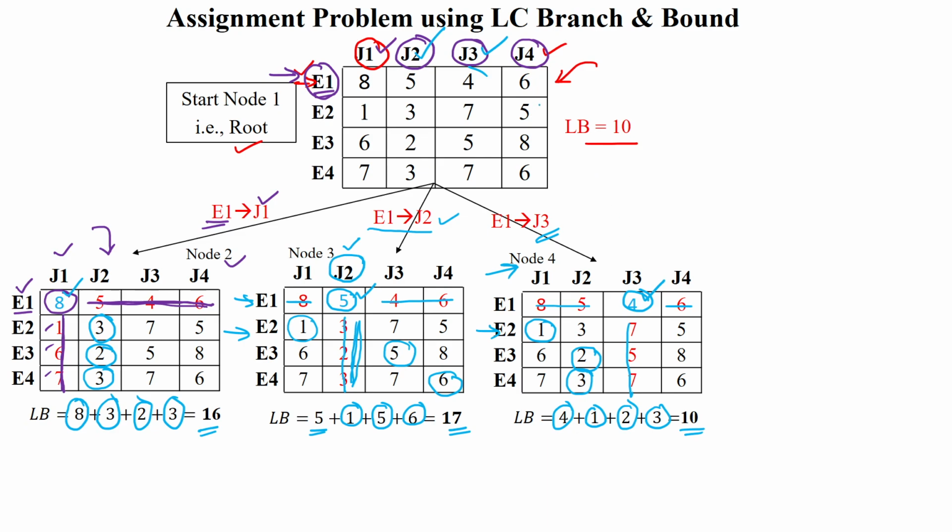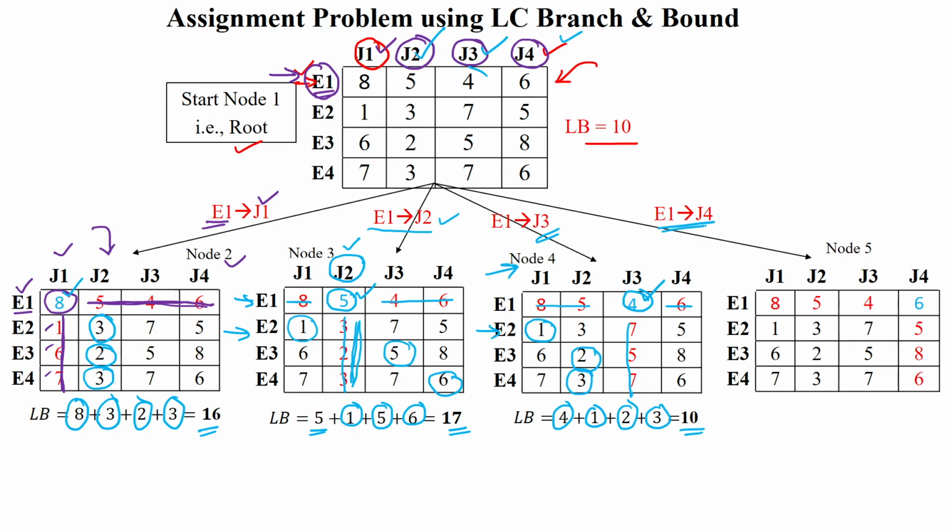Then another option is that job 4 can be assigned to employee 1. So once you are assigning job 4 to employee 1, employee 1 is engaged now. Like that, job 4 is not available. After that, we have to calculate the lower bound. The cost of job 4 to employee 1 is 6 units, the least value for the second employee is 1, the least value in the third row is 2, and the least value in the fourth row is 3. Now we are calculating the lower bound value, which is 12 units.